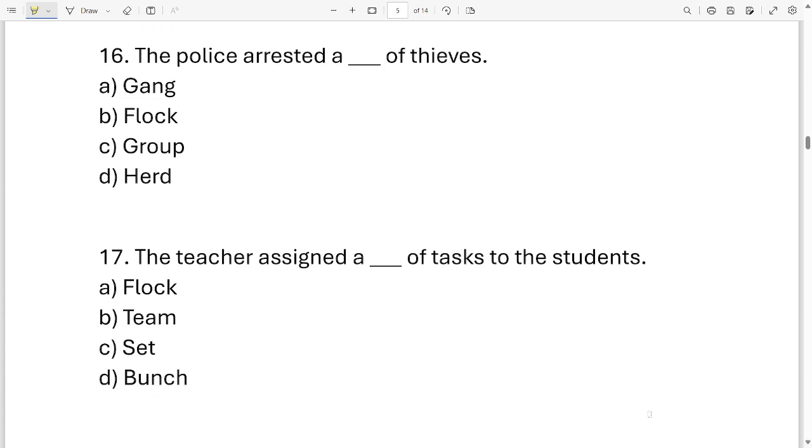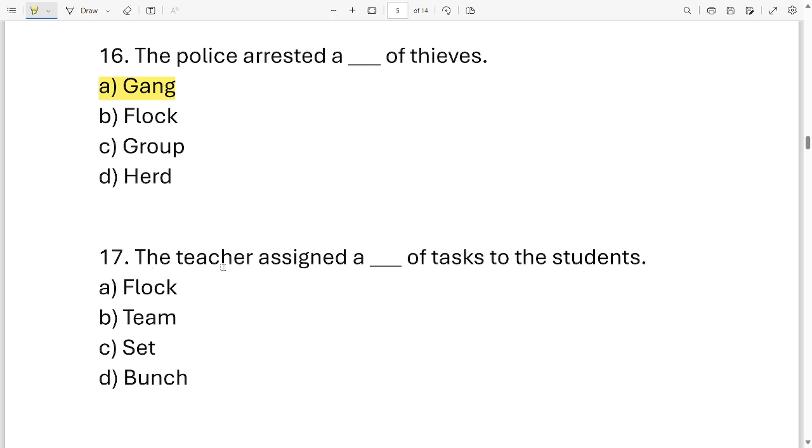Next sentence. The police arrested a dash of thieves. Which word should come in this blank? Gang, flock, group or herd. Which one of these is the correct option? Option A, B, C, D. Which one is the correct option? It is option A. The police arrested a gang of thieves.